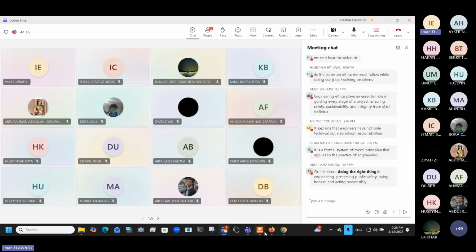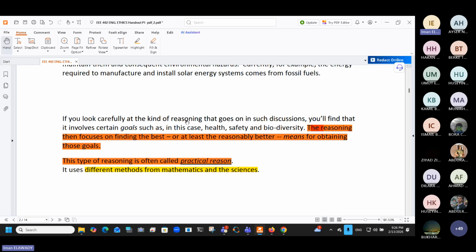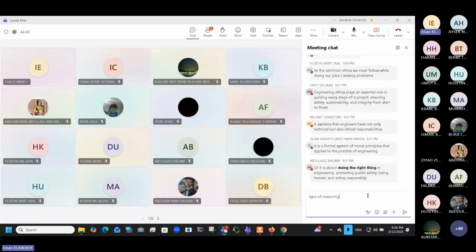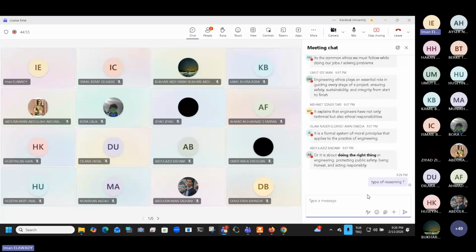So my question here is about the type of reasoning. What is the type of reasoning? What is the difference between them? After the break, we will take a break for 5 minutes, and after that we will continue. See you.